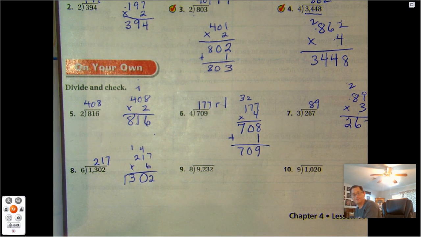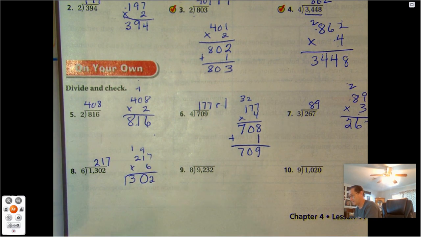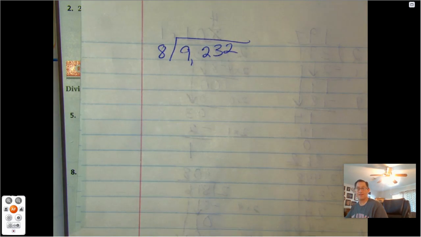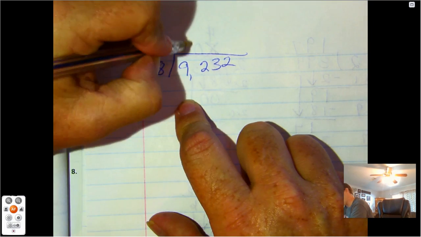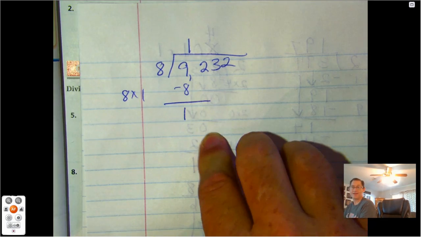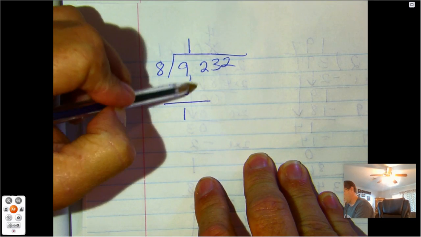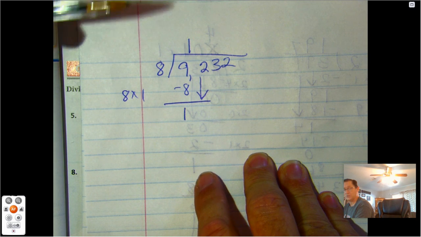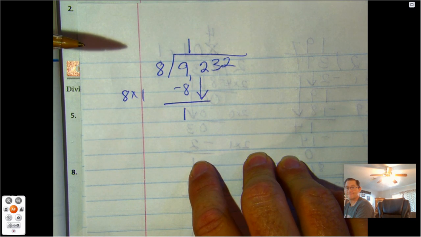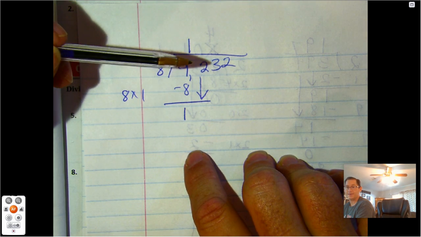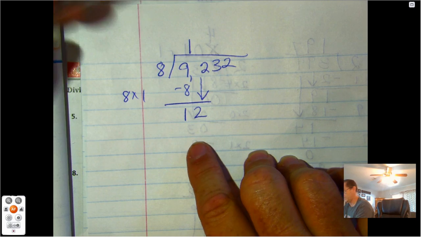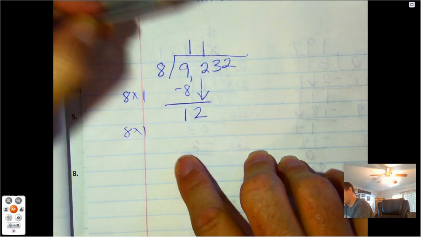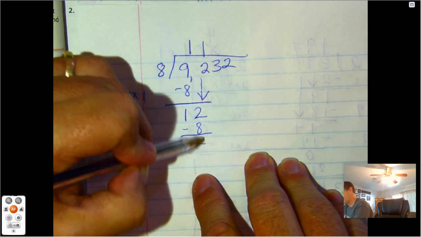9,232 divided by 8. I can share 9,000 by 8 groups. I can say 8 times 1,000, leaving me 1,000. I can't share that with 8 groups, so I'm going to regroup that as 100. No, 10 hundreds, right? 10 hundreds is 1,000. So 10 hundreds plus the 200s we already have is 1,200s. 8 times 100 gives us 800. We subtract that, leaving us 400s that I can't share into 8 groups.